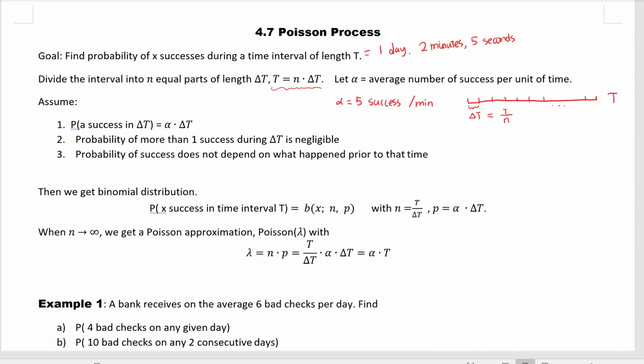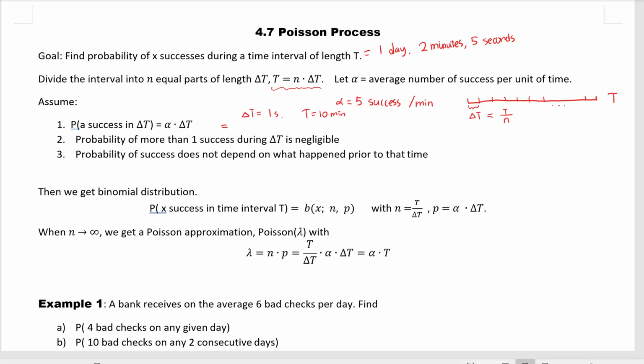Part 1, probability of a success in change of t is alpha times change of t. What is change of t? Let's say change of t could be 1 second. Then let's say our time interval t could be maybe 10 minutes, and change of t is like 1 second. And then what is the probability of a success in change of t, which is the probability of a success in 1 second?